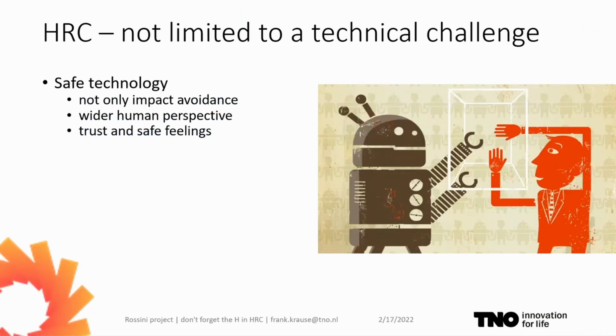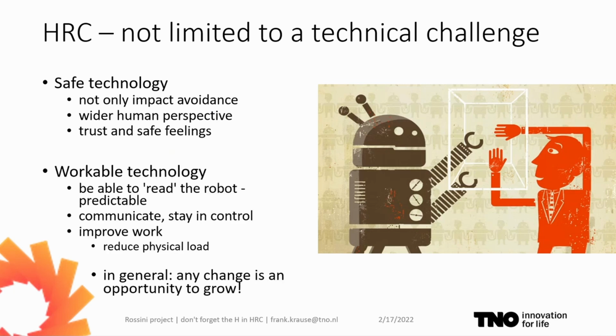Well, I don't want to dismiss any technical challenges because they are enormous, but because they are enormous, the human in the technological development can easily be forgotten. So this project is about safe technology, and this is extremely important. I cannot stress how important that is. However, when we think about safe technology, we should think not only about impact avoidance, but have a wider human perspective. So it's also about trust and safe feelings. But not only that, the technology should be workable.